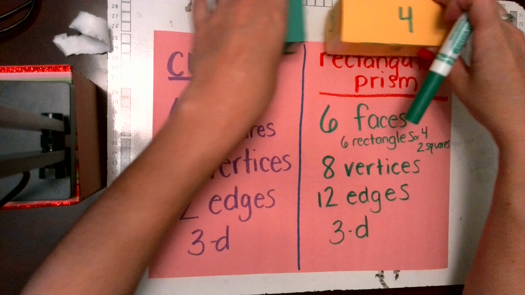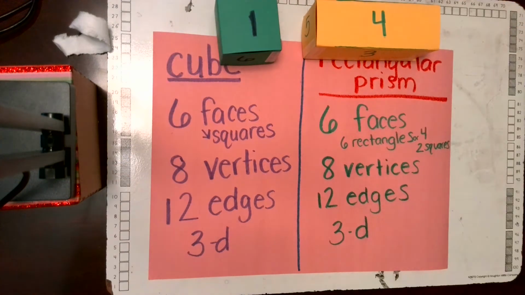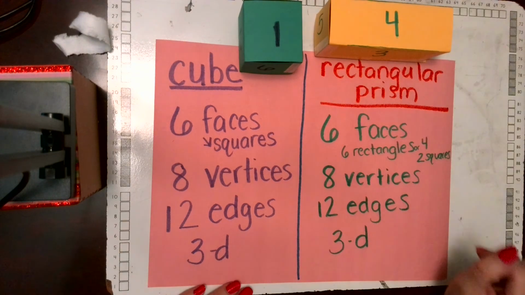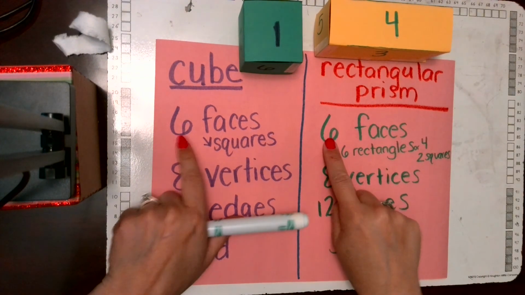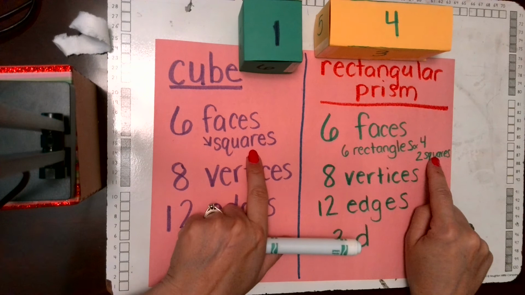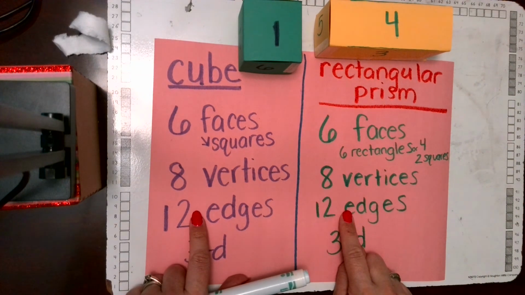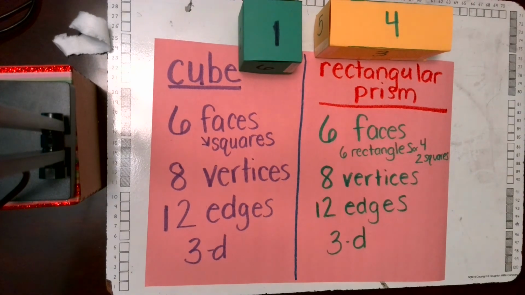So when we look at my 2 3D shapes here, the cube and the rectangular prism, they both have 6 faces. It's the faces that are a little bit different. They both have 8 vertices. They both have 12 edges, and they are both 3D shapes. So all in all, these two 3D shapes are pretty similar.